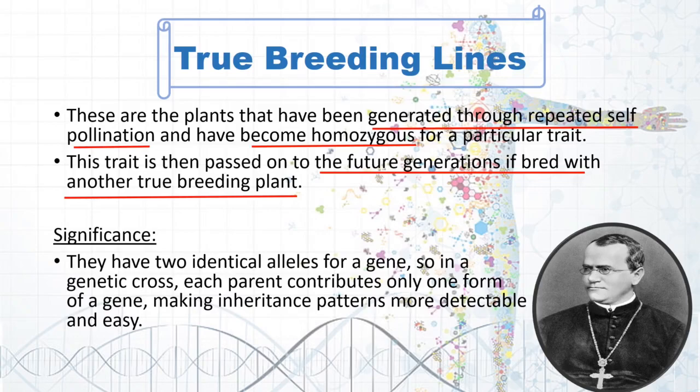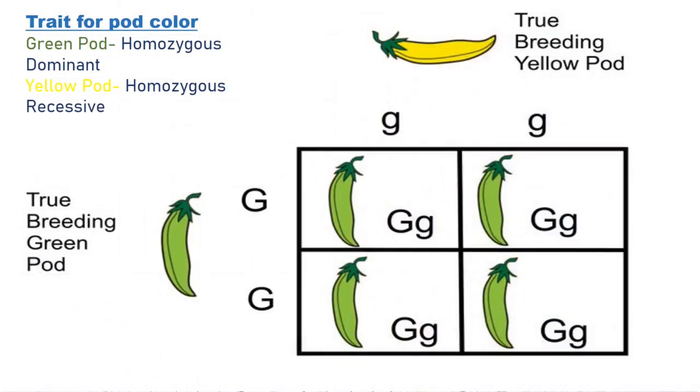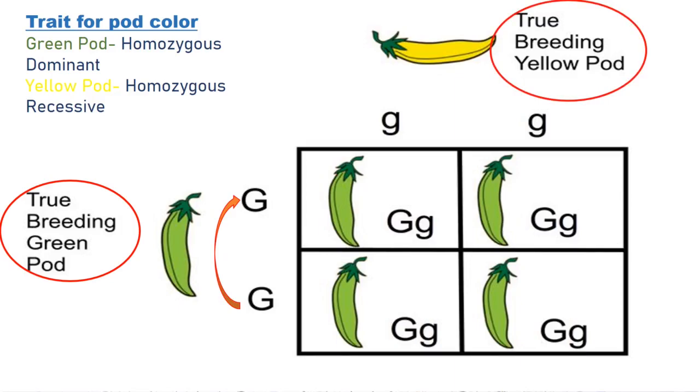Significance of true breeding lines. They have two identical alleles for a gene. So, in a genetic cross, each parent contributes only one form of a gene, making inheritance pattern more detectable and easy. This is a cross between a pea plant with true breeding green pod, that is, the alleles of this plant are going to be, say, G and G as both capital, and another pea plant with yellow pod with alleles as lowercase g. In case of pea plants, green pod color is dominant over yellow pod color.